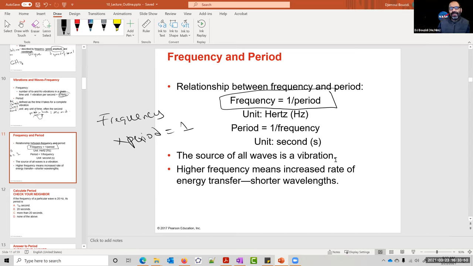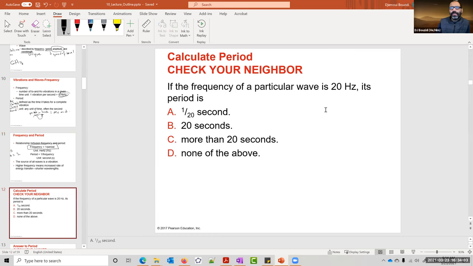The source of all waves is vibrations. That is my point earlier, it's a disturbance, which is really a vibration, a local disturbance, but it travels, okay? Higher frequencies means increased rate of energy transfer, okay?